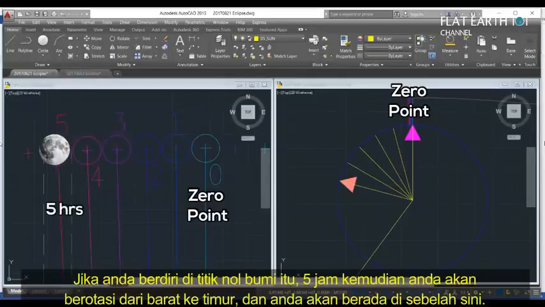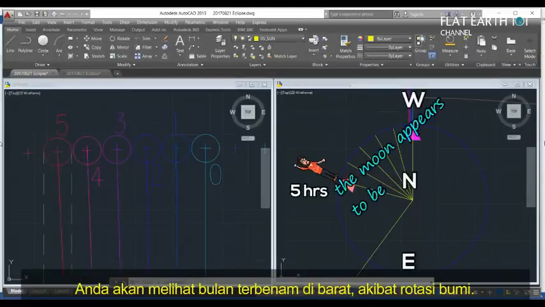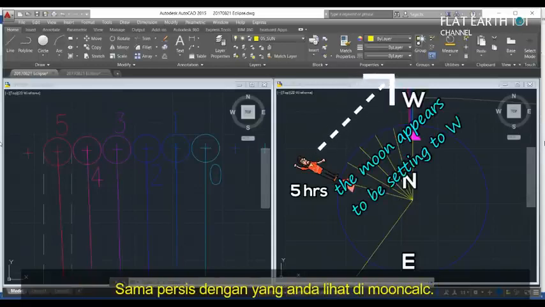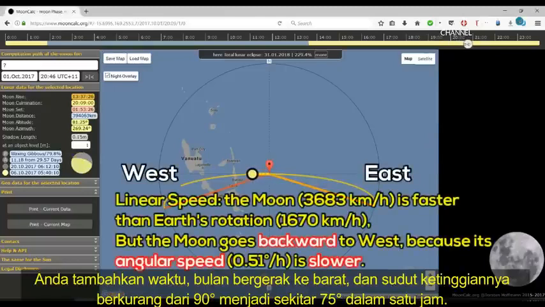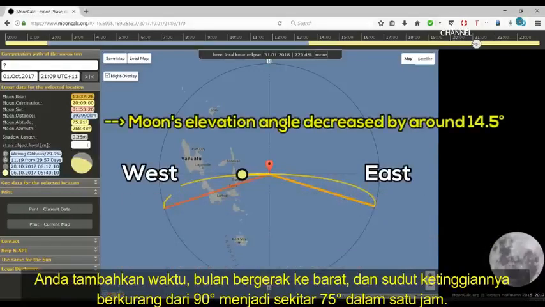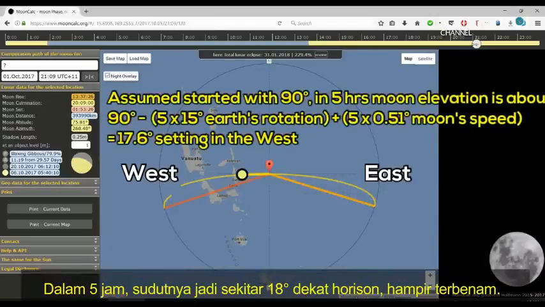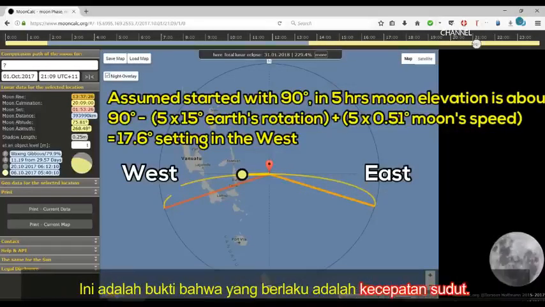If you're standing on Earth over here, 5 hours later, you will rotate from west to east and you'll be over here. You will see the moon setting to the west due to Earth's rotation. Exactly like you've seen at MoonCalc, you add time, the moon goes to the west. And the elevation angle is subtracted from 90 degrees to around 75 degrees in 1 hour. For 5 hours, it would be around 18 degrees near the horizon, almost setting. This is the proof that it's the angular speed that applies.